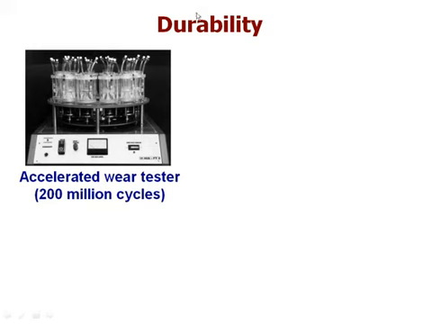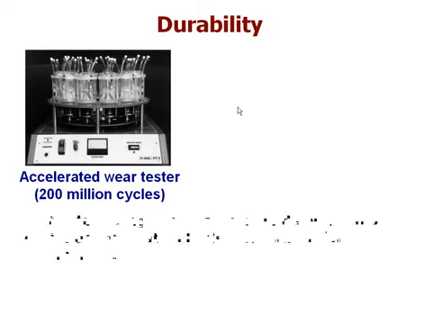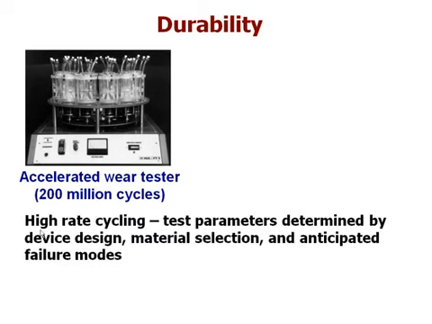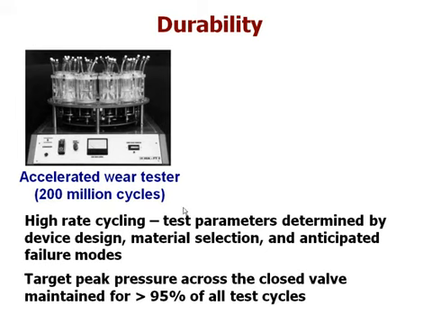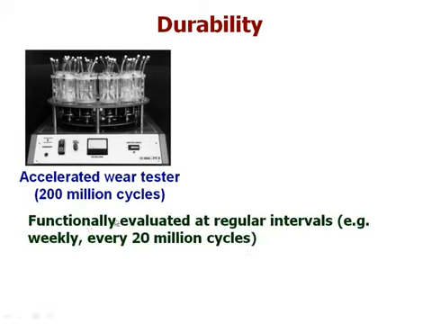So when we look at durability, this is something different now. We talked about hydrodynamics, but now we talk about durability, and this is done in an accelerated wear tester. And it creates high rate cycling, and the test parameters of this machine are determined by the device design, by the material selection, and the anticipated failure modes. And the target peak pressures across the closed valves should be maintained for greater than 95% of all test cycles.